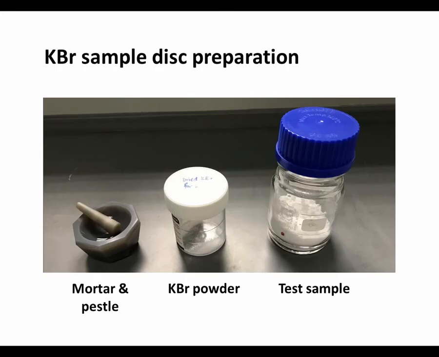First of all, these are the materials required for the preparation of sample discs. You will need a mortar and pestle. The mortar and pestle is porcelain, hence please handle them with care and do not scratch or drop it. Next, you will also need potassium bromide or KBr powder. This is required for the preparation of the sample disc. You will also need the test sample.